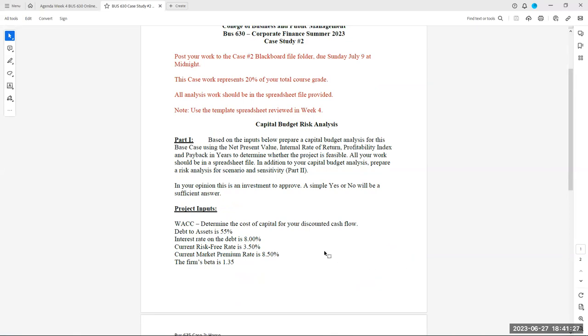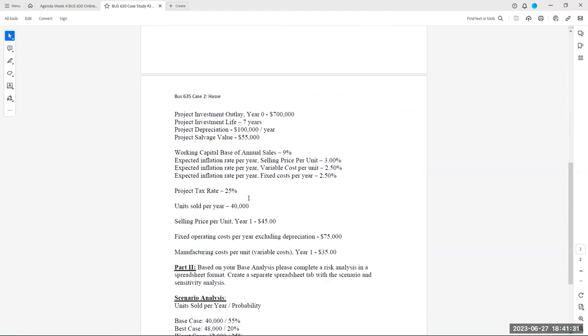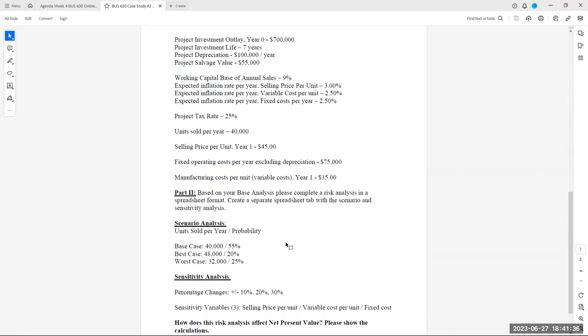First of all, determine the cost of capital, then determine the risk analysis with these variables, and then in part two, prepare a risk analysis, a scenario and sensitivity analysis of this project.